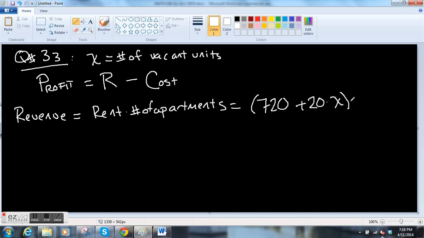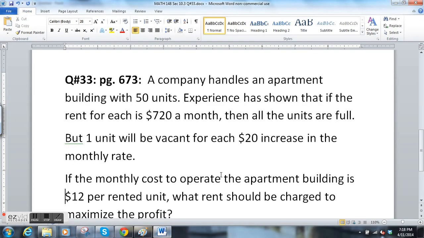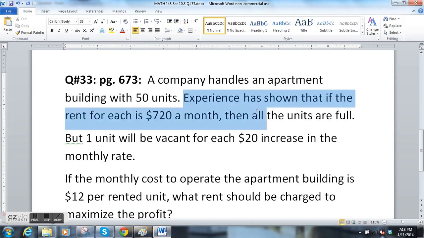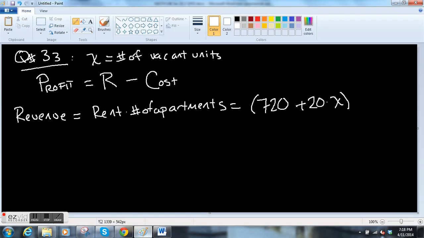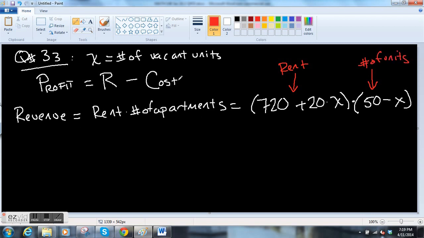plus $20 times x. So hold on, I'm going back to the problem for you. Right here, experience has shown that 1 unit will be vacant for every $20 increase in the monthly rate. So you take $720 plus $20 times each one that's empty, and that's the rent that you're charging, times the number of units that are rented is 50 minus x. It's the total number minus the ones that are vacant. So that right there is your rent rate, and that right there is the number of units that people are living in for that month.